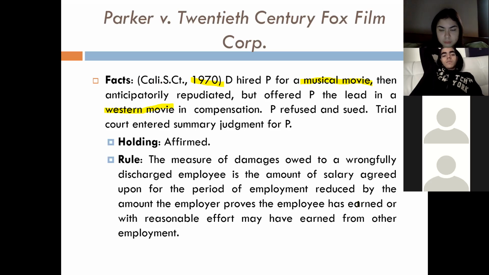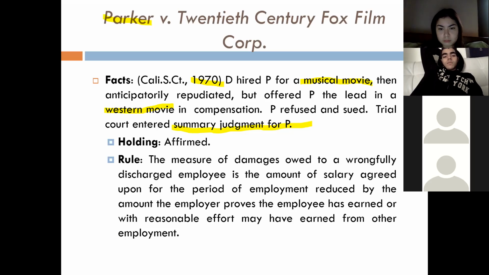And she said, I don't want to be in a cowboys movie. I'm not a cowboy. I'm not a cowgirl. I want to sing and be in a romance movie. And the question is this, what kind of damages can she get? Can they do this to her? And what the court said is summary judgment for plaintiff. She wins. They cannot do this. They cannot change the movies like this.